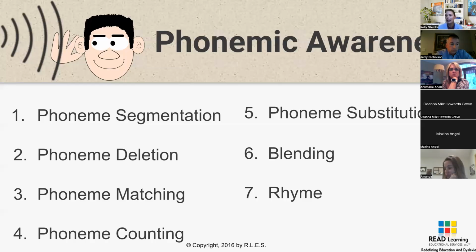Phoneme deletion: can they take a sound off of a word or a syllable off of a word? At a low level, I might say the word table. Now say table, but don't say what's left. Okay, can they come up with able? And that's the initial, the front end of the word. Can they do that medial? Can they do that at the end of a word? Can they match sounds? Or are they having difficulty knowing which sounds are the same, especially your short vowel sounds? Persons with dyslexia have a difficult time discriminating between them, they're all very similar.